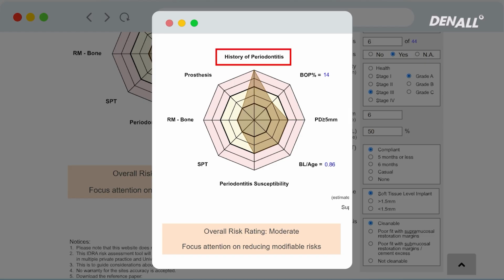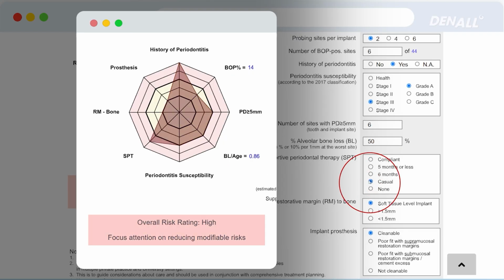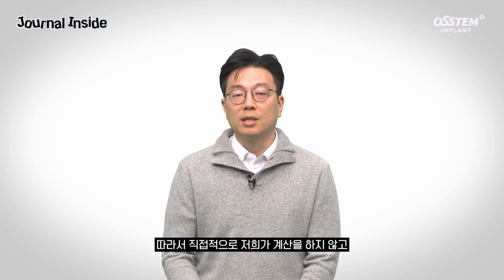Pocket depths of 5 mm or greater can be managed through periodontal treatment. Management for this case is more important than others. However, if the input conditions in this patient's profile are changed, the overall risk rating will also change. Therefore, without having to calculate everything directly, entering just the numerical values allows the results to be intuitively displayed in the form of a diagram.